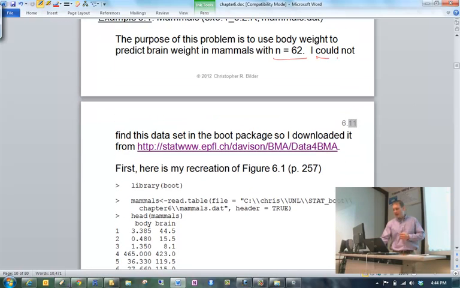Note here, I said I could not find this data set in the boot package. Actually, before class, when I was looking over my lecture notes, I decided to check to see if that was still true, and that is not true anymore. It is actually available in the boot package, but they have still forgotten to put a help file associated with the mammals data set in the boot package. So if you just simply type mammals at a command prompt after you've done library boot, the data set will appear. So you don't need to download it from my website.